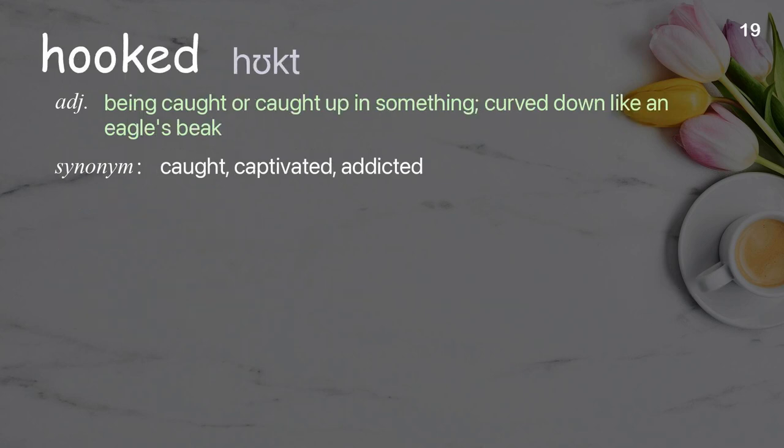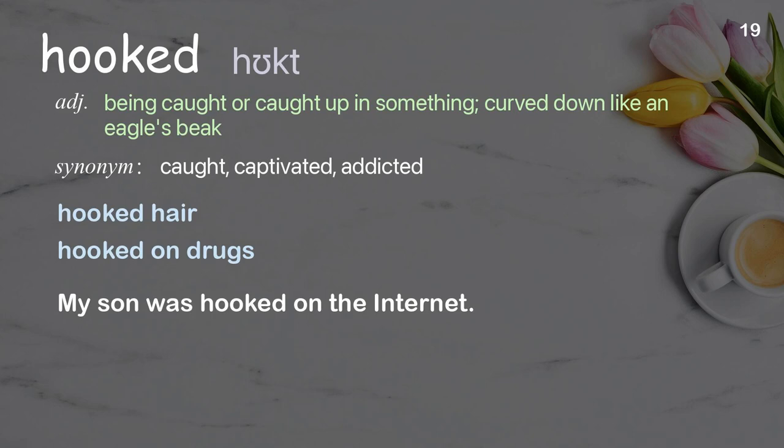Hooked: being caught or caught up in something, curved down like an eagle's beak. Examples: hooked hair, hooked on drugs. My son was hooked on the internet.